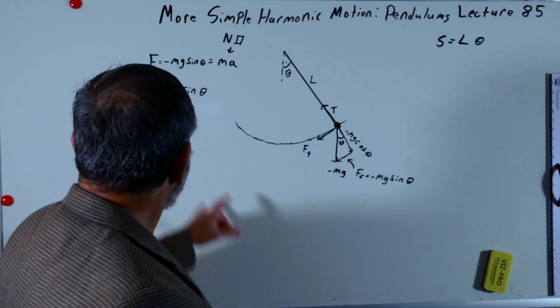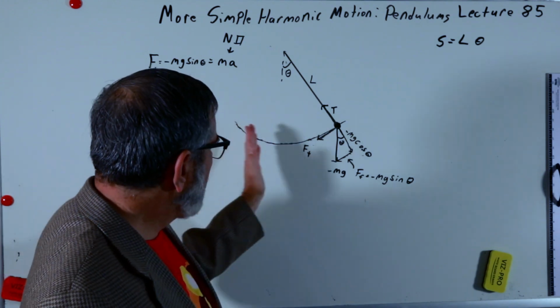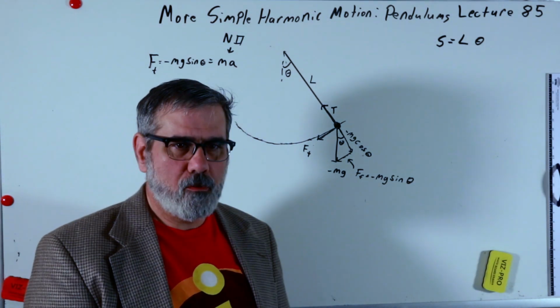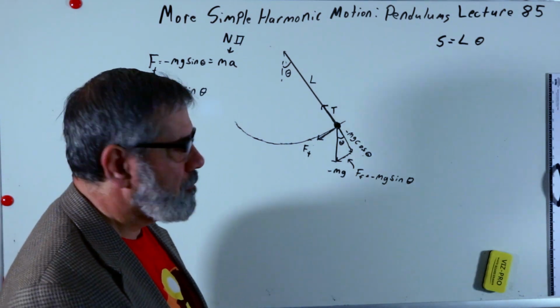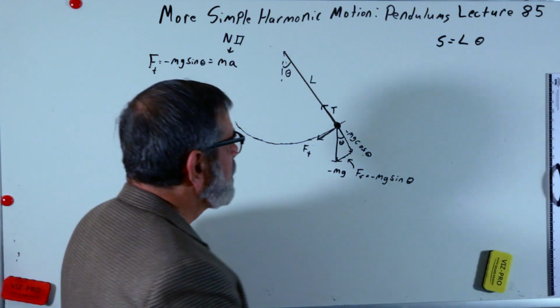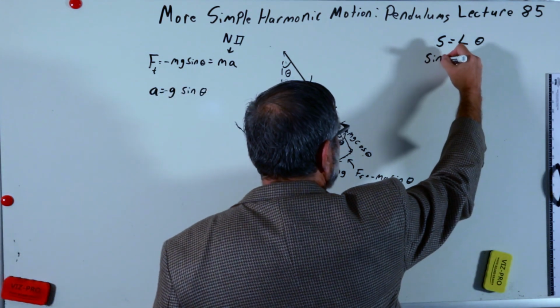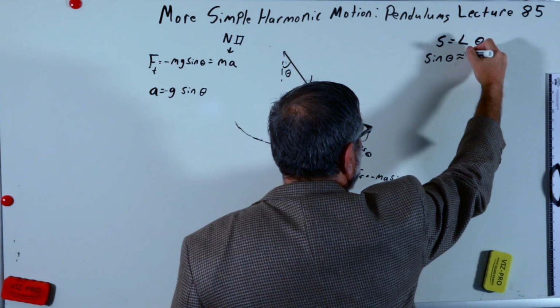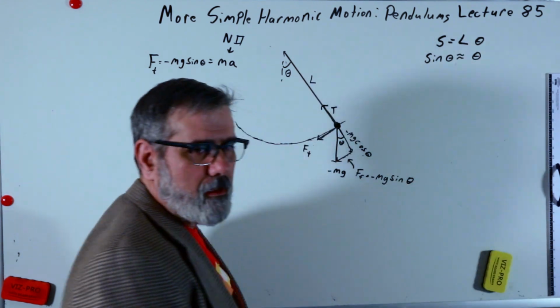Now, we're going to make an approximation here. There are a couple of approximations that we'll use in this lesson. They're both small angle approximations. One is for the sine of theta, and this one is pretty easy to see. The sine of theta is approximately equal to theta if the angle is small.